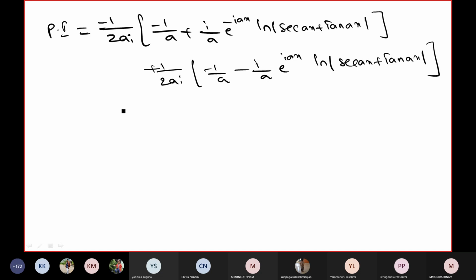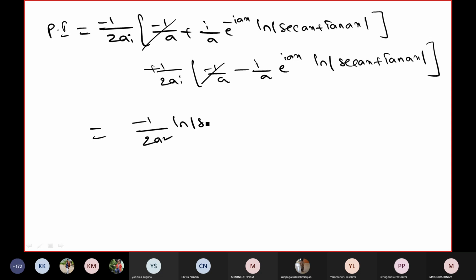Can we do something with this? So this is minus of minus plus 1 by 2 a square i. This is minus 1 by 2 a square i. Maybe this will cancel out. Okay. Now coming to this part, i into i gets cancelled. Minus 1 by 2 a square.